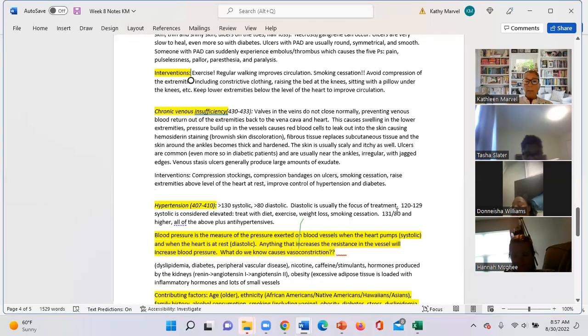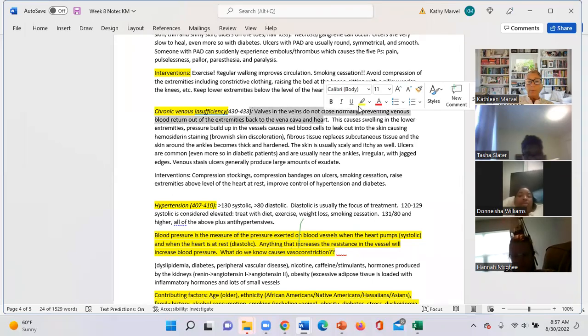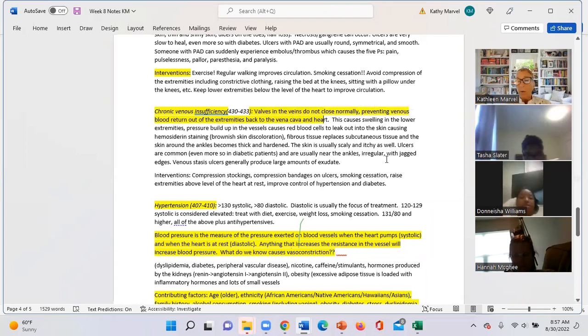And then what's chronic venous insufficiency? Okay. Do we know what the anatomy and physiology is of that? Valves in the veins don't close normally, preventing venous blood return out of the extremities back to the heart. Okay. What are some interventions for that?